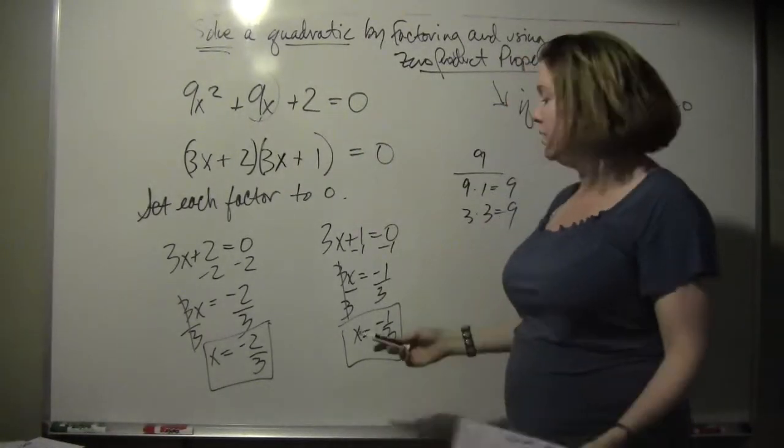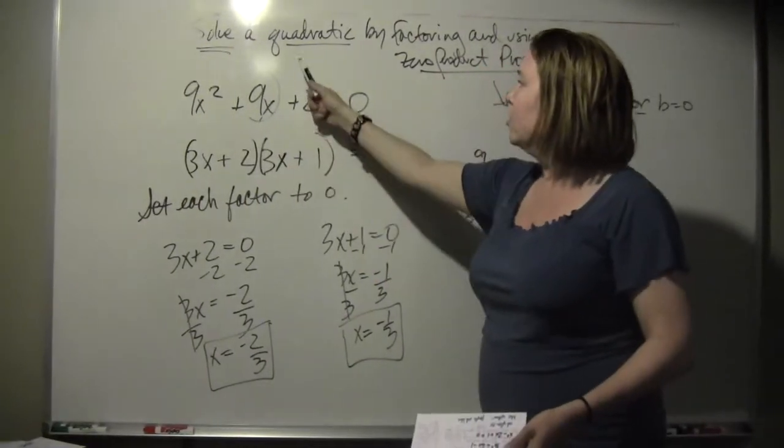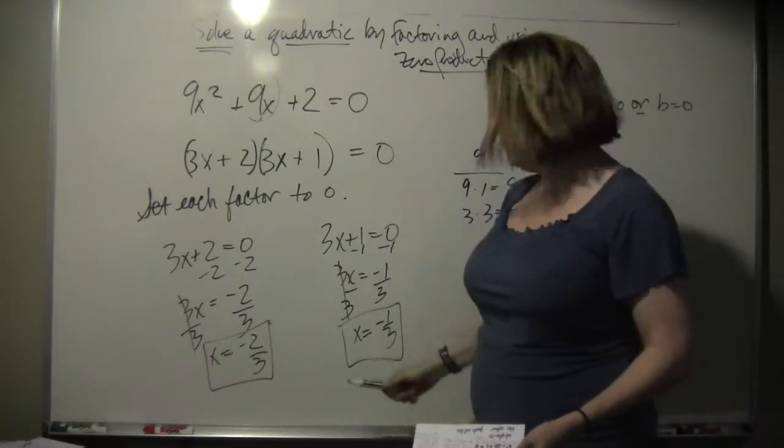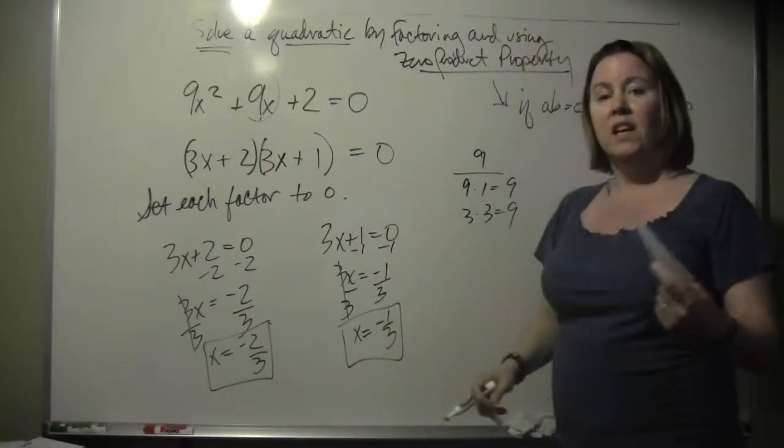So what does this mean? This means that this negative 2/3, when you plug it in here, you're going to get 0 equals 0. Negative 1/3, if you plug it in here, you're going to get 0 equals 0.